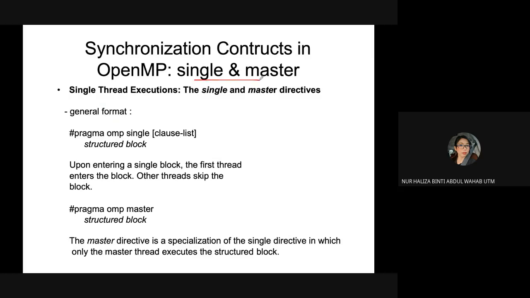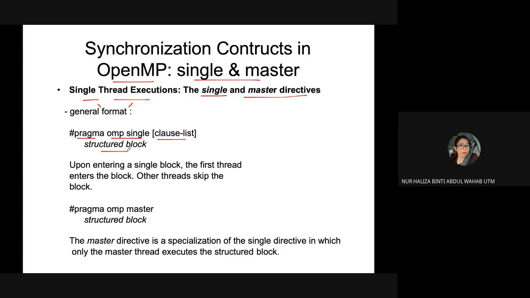You have two types of synchronization structures, which are single and master. You have single thread execution, which is the single and master directive. What is the general form for the OpenMP synchronization structure? First is pragma omp single clause list, which is a structured block.